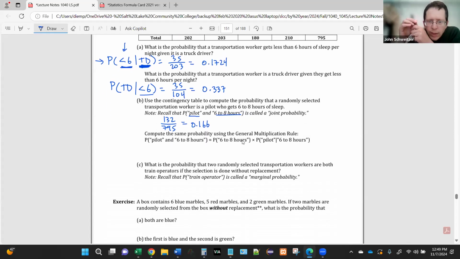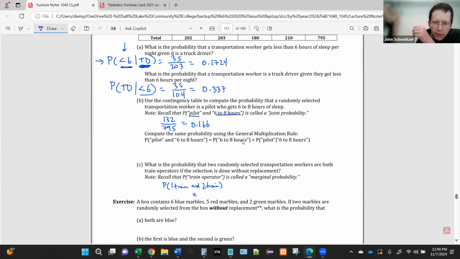What's the probability that two randomly selected transportation workers are both train operators if the selection is done without replacement? I know we're almost out of time. Let me just knock this one out. So if they're both train operators, that means the first is a train operator and the second one is a train operator.